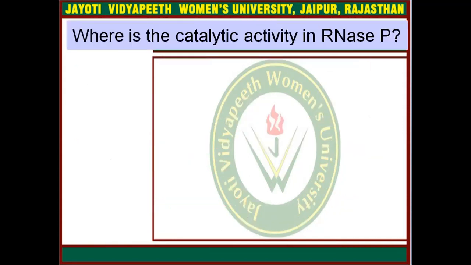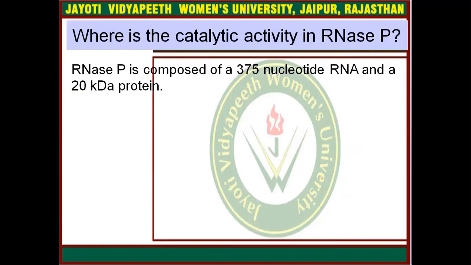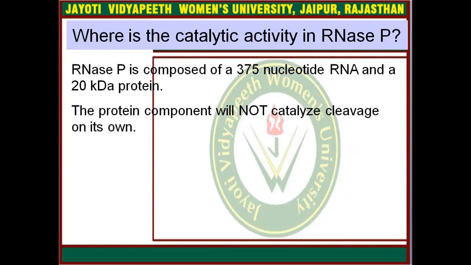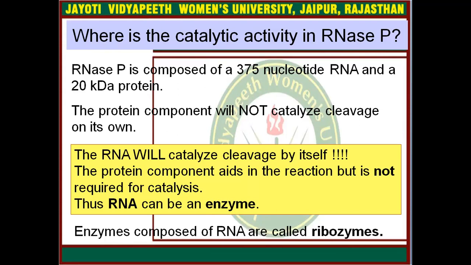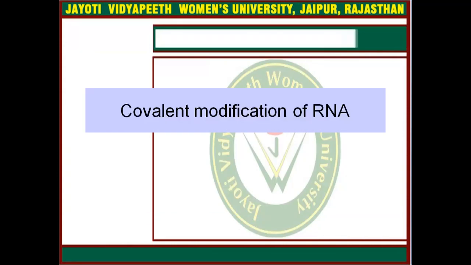Where is the catalytic activity in RNase P? RNase P is composed of a 375 nucleotide RNA and a 20 kilodalton protein. The protein component will not catalyze cleavage on its own, and the RNA will catalyze cleavage by itself. The protein component aids in the reaction but is not required for catalysis. Thus, RNA can be an enzyme. Enzymes composed of RNA are called ribozymes.